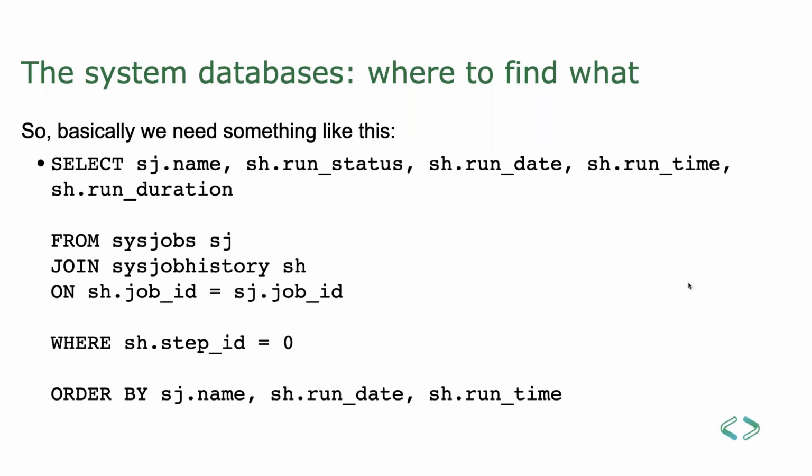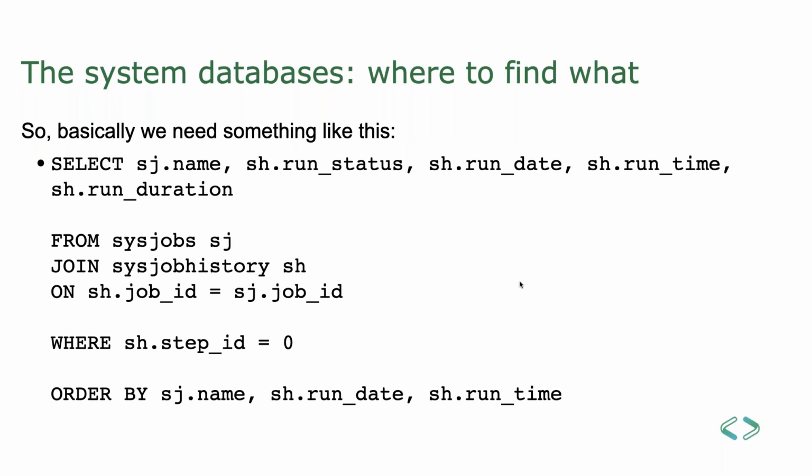Okay, so the query is not very complicated. That's about all we need. We have the sysjobs table, join it to the sysjobhistory. As I said, step ID 0 is for the whole job outcome. And then we get the name, the status, run date and time, and the duration, order it, and that's about all we need. So we have to make some sense out of that, of course, but we'll see how that works.